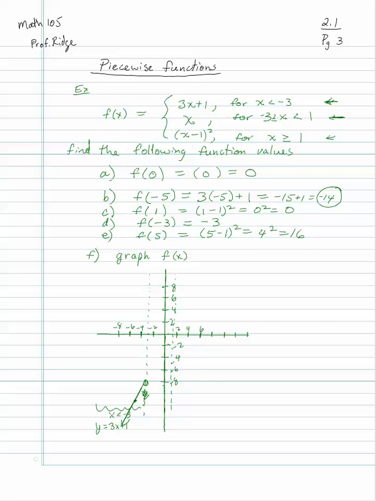Now in the middle portion I would graph y equals x. So this portion is from -3, I'm going to do y equals x. So that's going to be -3, -3, and that's a solid dot. -2, -2, 0, 0, 1, 1 is an open dot.